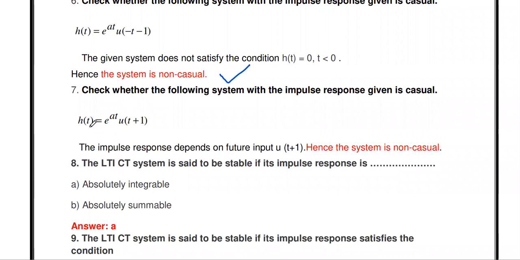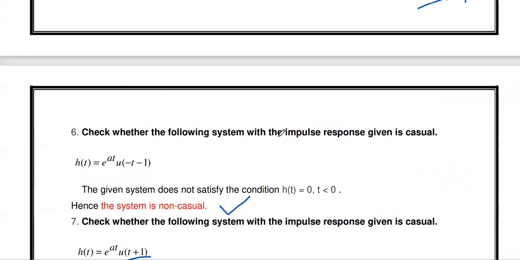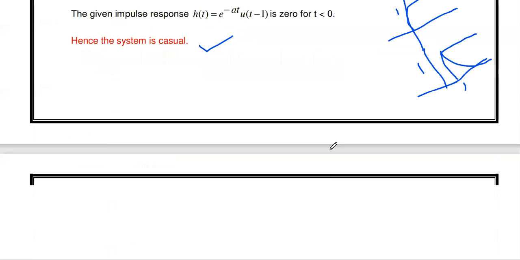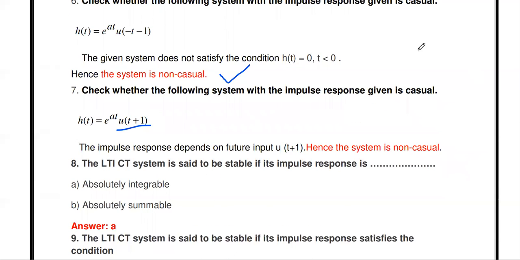Similarly, you see one more problem, h of t equal to e power at u of t plus 1. What is u of t plus 1? We discussed one problem, this is u of t minus 1. u of t minus 1 means that signal is available from 1 to infinity. But u of t plus 1 is a 1 second advanced unit step signal. That is, u of t plus 1 has the amplitude 1 for the time minus 1 to infinity.